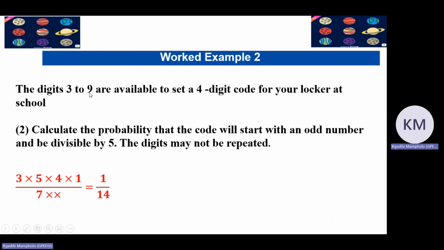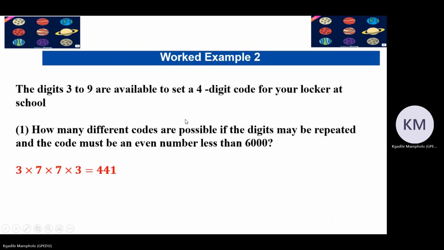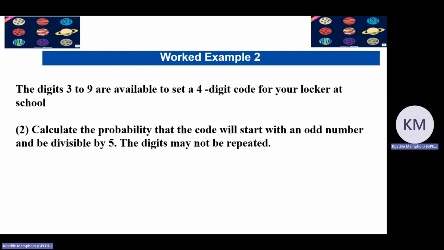Because the number must be less than, let's go back here, the number must be less than 6,000. It must start with numbers that can possibly be at the beginning. It can be 3. It can be 5. Let me just say, let's do the odd number which is divisible by 5.